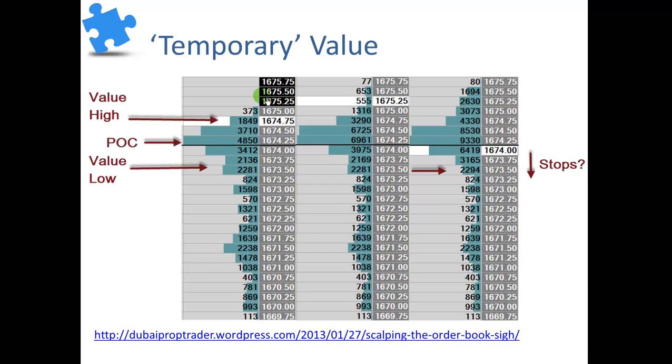Okay. Now, in terms of what we traditionally call a value area, you just effectively take the highest volume price for the day and you grab 70% of the volume around that. So in terms of a temporary value area, we kind of look at it like, well, 1673.50 here would be our value low. And the value low could be described as cheap. That's one way to describe a value low. And then 1674.75, that's our value high. Or another way to look at a value high is it's expensive.